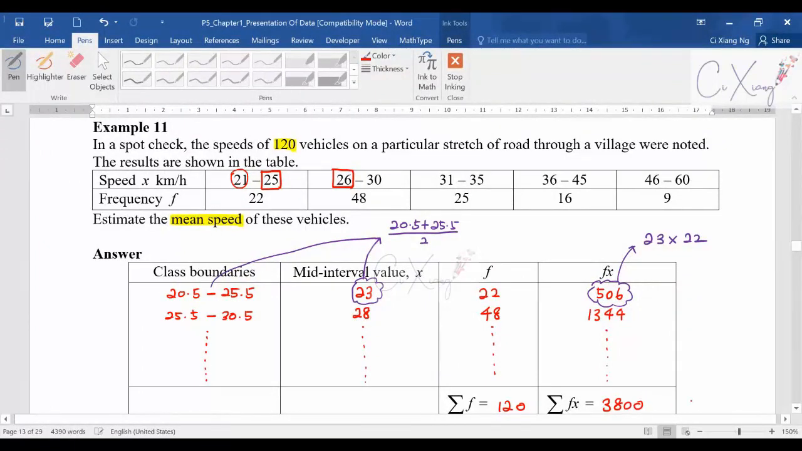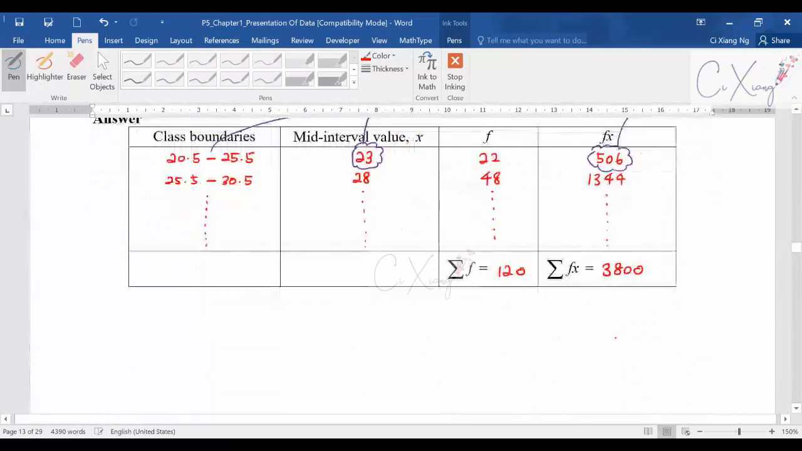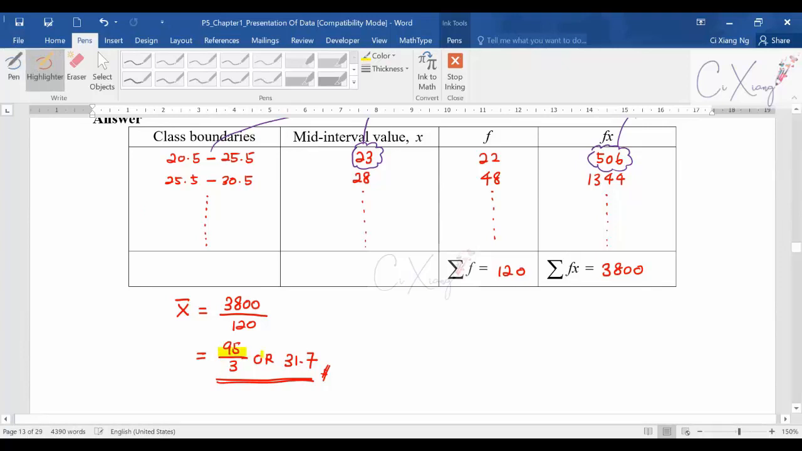After you complete this table, you can start calculating the mean. What is the formula for the mean? The summation of fx, which is 3,800, divided by 120, and then you will get the answer. Your answer should be 95 over 3, or you put it into 3 significant figures, which is 31.7. This is the answer that you should get after you complete the whole table and follow the formula for the mean.